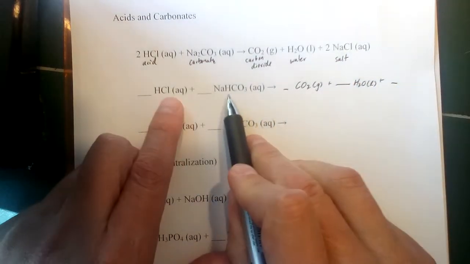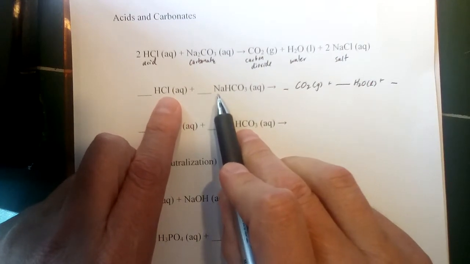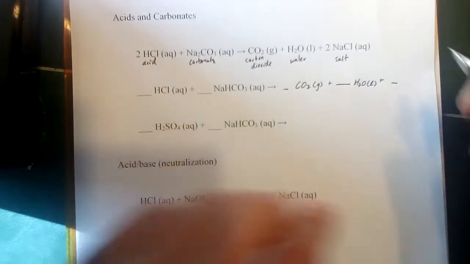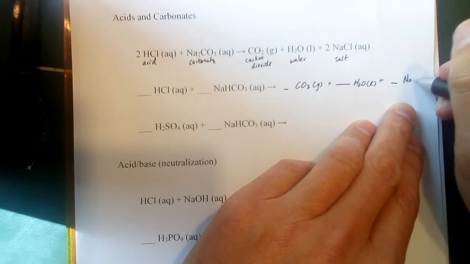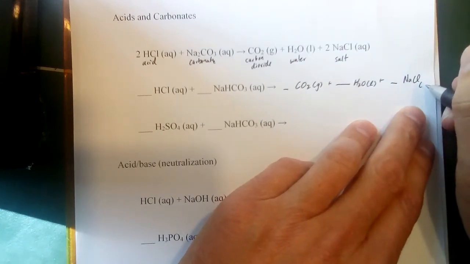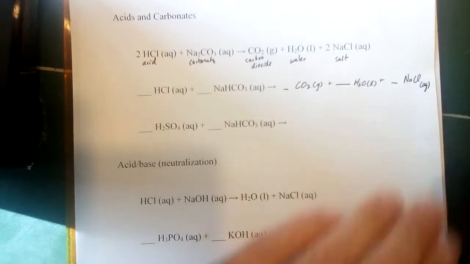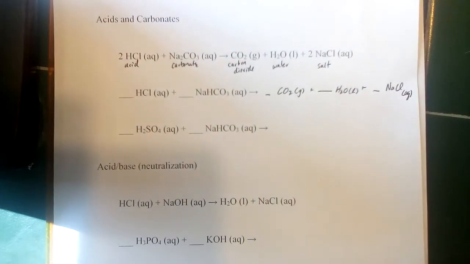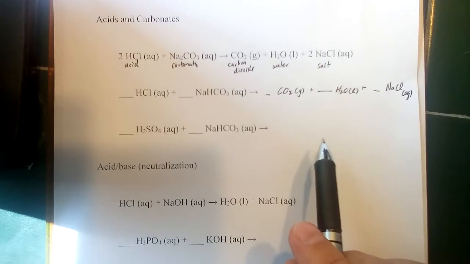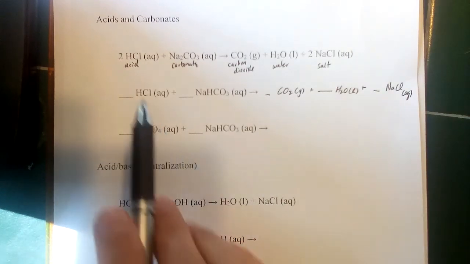Now the salt in this case is also going to be NaCl. Sodium left over from our carbonate, chloride left over from our acid. And sodium chloride we know is aqueous, so we'd want to put aqueous on there. Now from here we need to balance this equation.